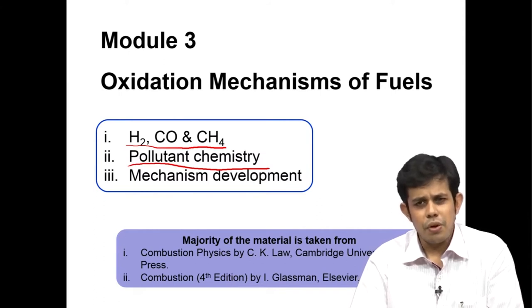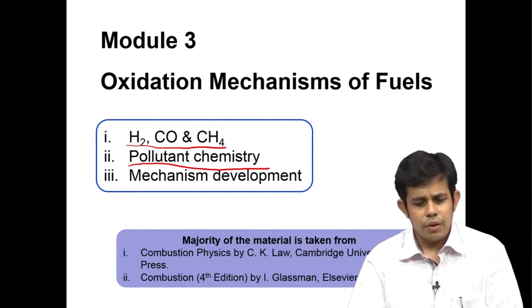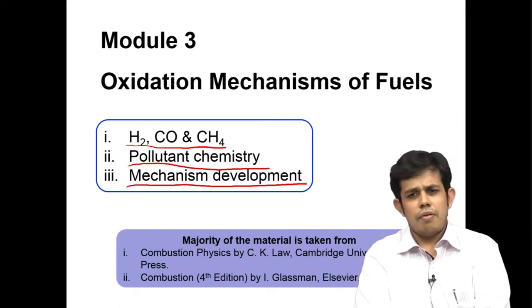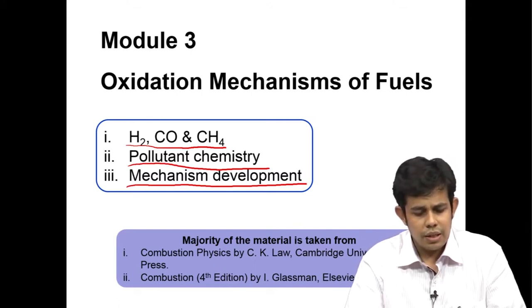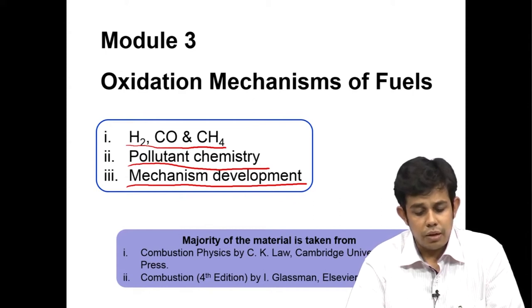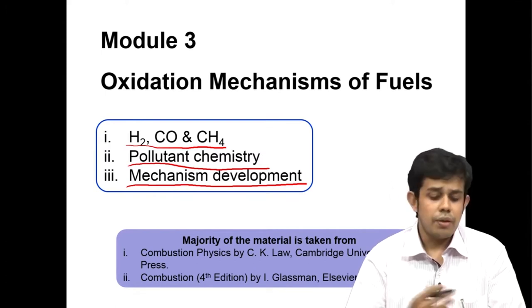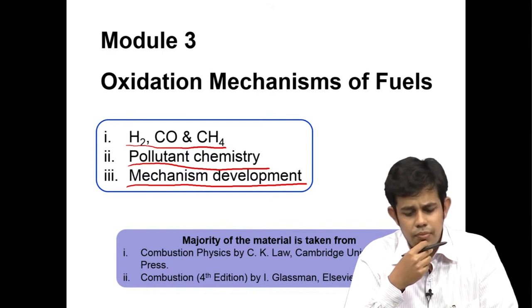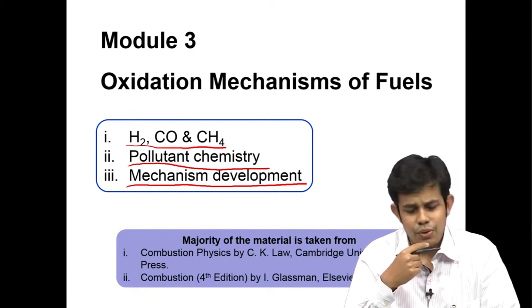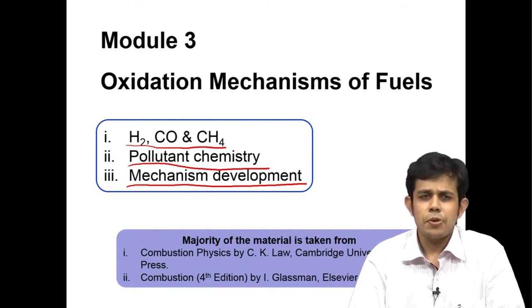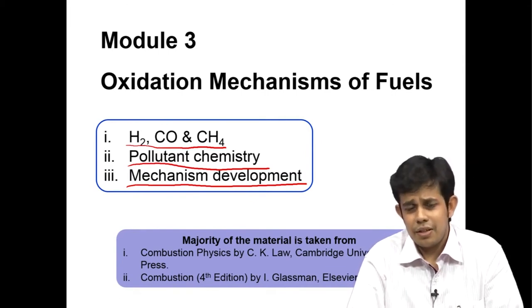And then we will go into mechanism development, and also mechanism reduction. That is, we will often see that reaction mechanisms that are of interest, for example involving combustion of larger hydrocarbons, often involve too many species and too many reactions. And as a result of that, it often becomes prohibitively expensive for their use in a given CFD code. Suppose you want to do the computational fluid dynamics simulation of an actual combustor. Then you would want these realistic mechanisms, but these realistic mechanisms are so large that you cannot use them for a practical simulation.